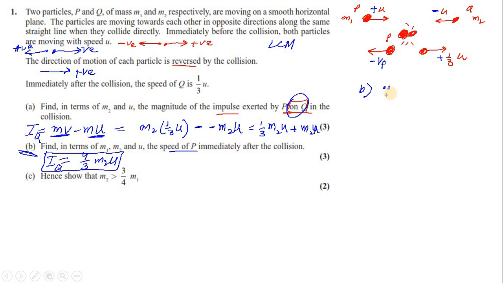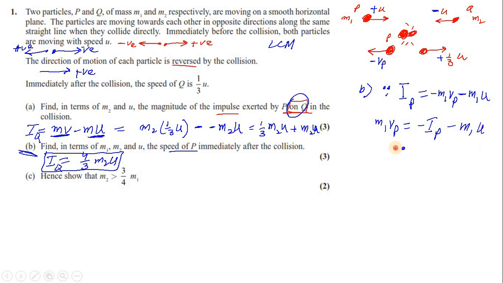So the impulse of P, IP, would be equal to final momentum minus initial momentum, same concept, but it's all about particle P. So the final momentum of particle P will be minus M1 Vp, and minus the initial momentum, which is M1 U. This is the impulse on particle P. Because we need to find Vp, rearrange for Vp: send minus M1 Vp to the other side, so it becomes positive. M1 Vp is equal to minus IP minus M1 U.